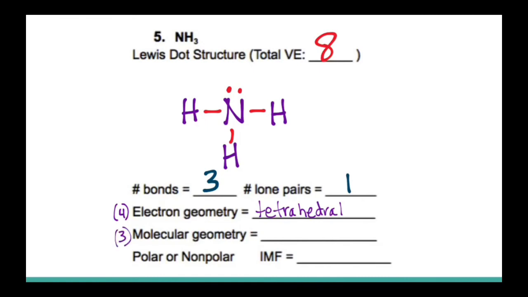But here, we only have 3 bonds. So in my molecular geometry, I'm only seeing 3 things, and my brain should be thinking of that weird triangle word we use, trigonal. And then I have to ask myself if this is going to be a flat triangle or a pyramid, and this one is going to end up being pyramidal because we do have that lone pair on our triangle. So this is trigonal pyramidal for our molecular geometry.